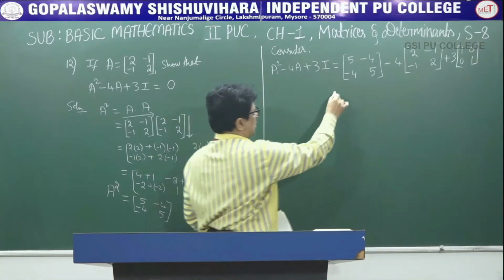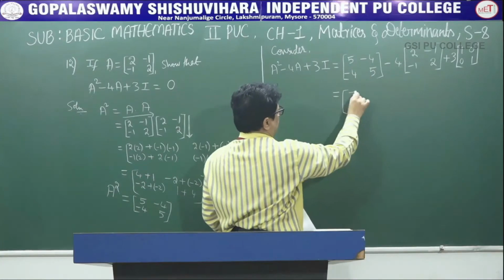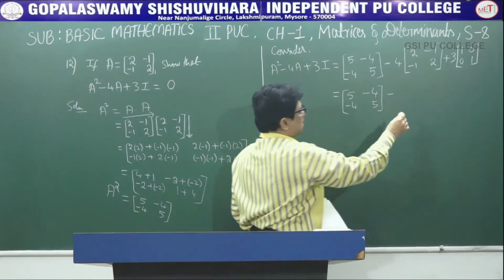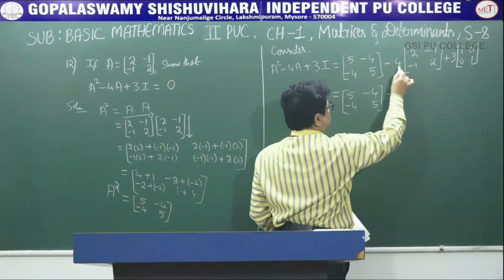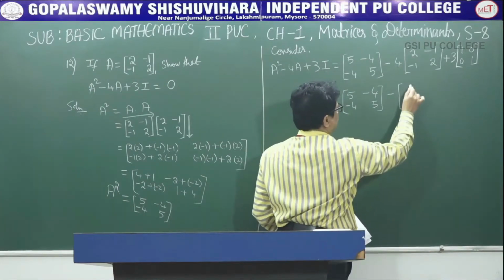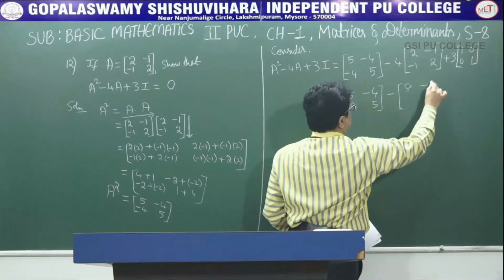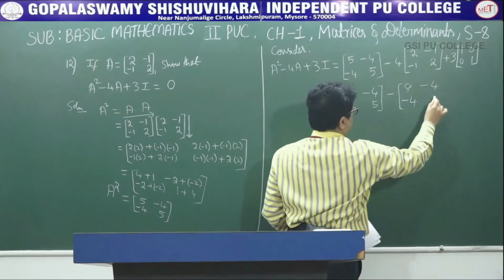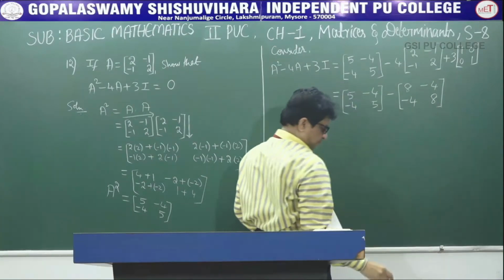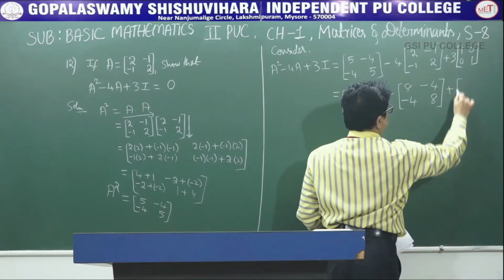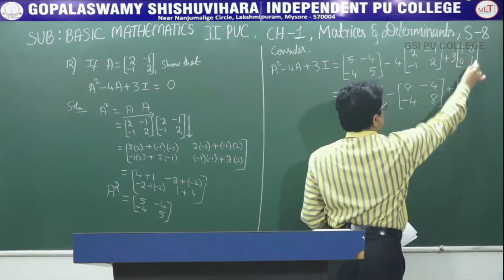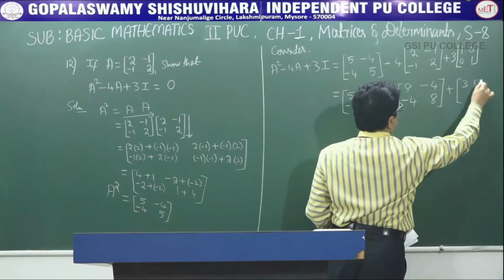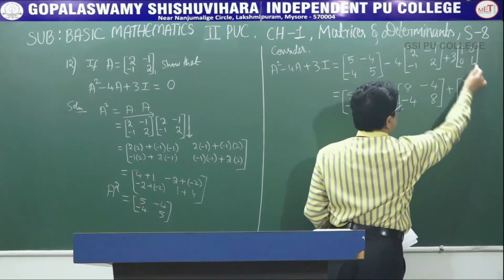So, this will be equal to [5, -4; -4, 5] minus, we multiply all the elements of this matrix by 4. 4 into 2, 8. 4 into minus 1, minus 4. 4 into minus 1, minus 4. 4 into 2, 8. Plus, we multiply the entire matrix by 3. 3 into 1, 3. 3 into 0, 0. 3 into 0, 0. 3 into 1, 3.